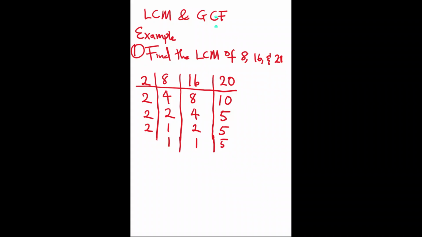So we have 5 left. And 5 is a prime number, so we're going to divide by 5 now. That will give us 1, 1, 1. You see, I divided all the numbers till we get to 1. So now the LCM for 8, 16, and 20 will be 2 times 2 times 2 times 2 times 5. That will give us 80. So that means the LCM for 8, 16, and 20 is 80.